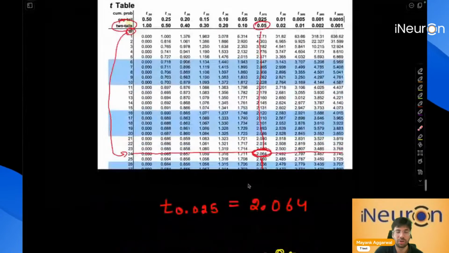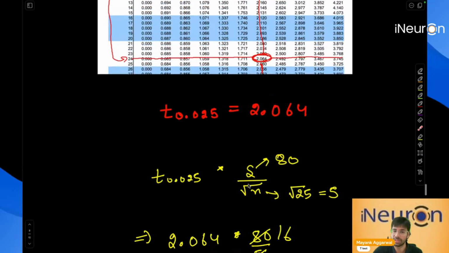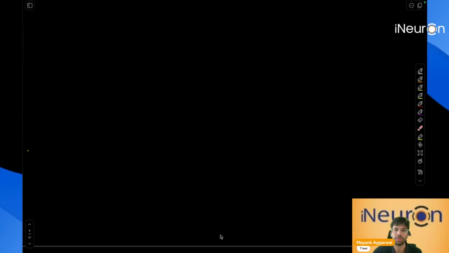The table will always be provided to you. Even in an interview, you can ask the interviewer for the table, or ask, hey, this t 0.025, can you tell me the value for this degree of freedom? You don't have to remember this table. Once we have this, we calculate the margin of error, and using this we can calculate the lower fence and the upper fence as well. So this is what was explained, everyone.